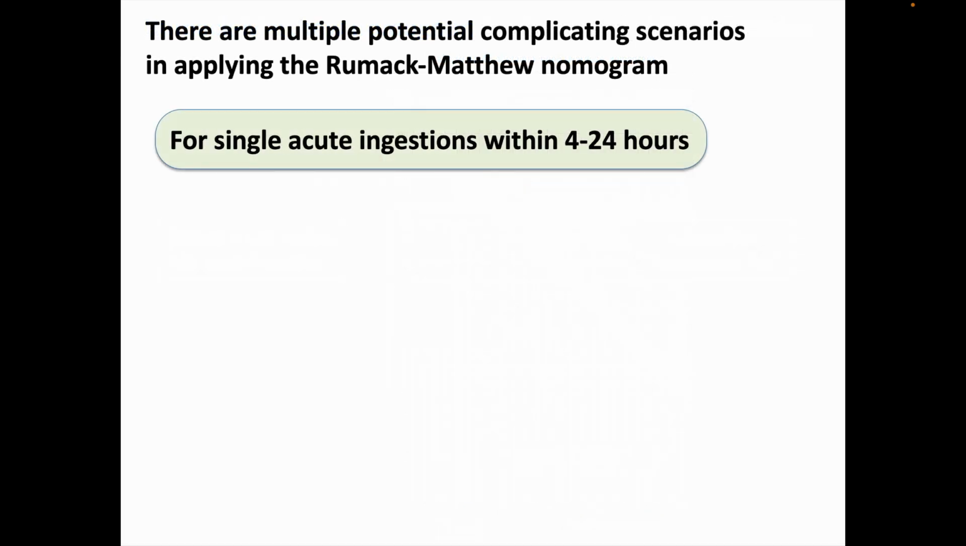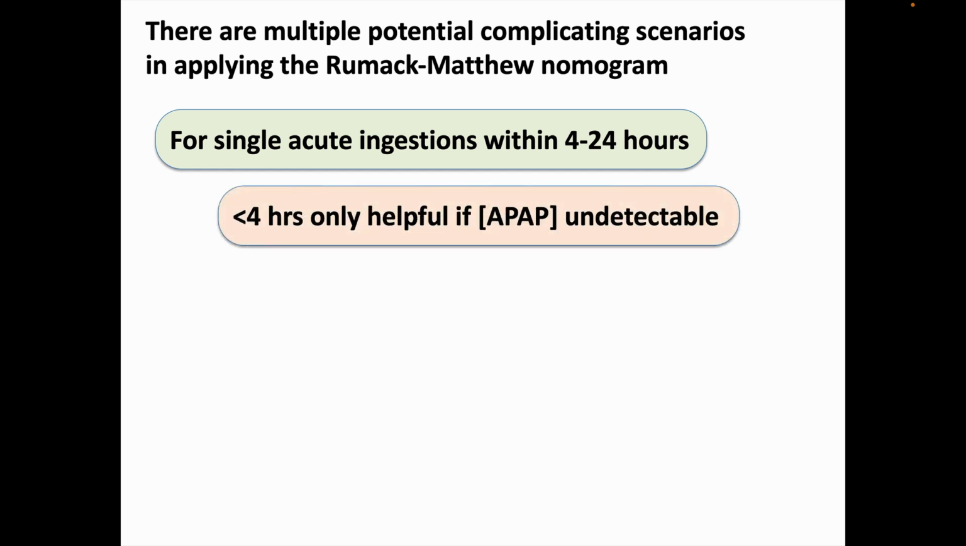When used properly, the Rumack-Matthew nomogram is easy, but there are multiple potentially complicating scenarios when applying it. Note that the nomogram is only good for acute ingestions occurring between 4 and 24 hours previously. You can't plot a point on this graph earlier than 4 hours after acute ingestion because the lines don't extend in that direction. While this issue has been studied by several groups, there's no consensus about what to do with APAP levels that are drawn too early. However, a patient with an undetectable APAP level before the 4-hour mark, for whom there's no historical reason to suspect acetaminophen ingestion, probably doesn't need a repeat level at 4 hours.